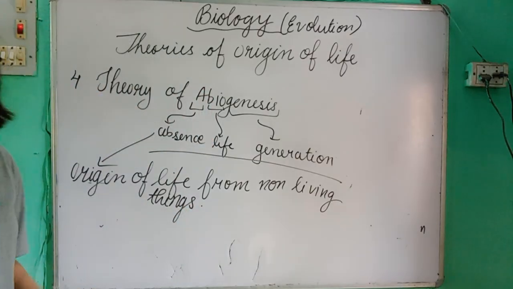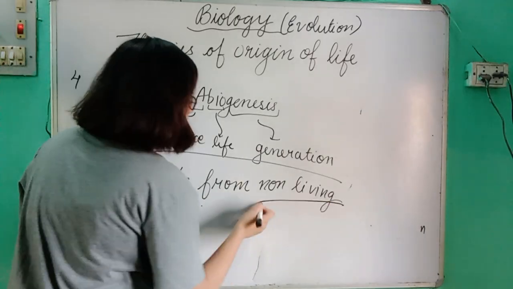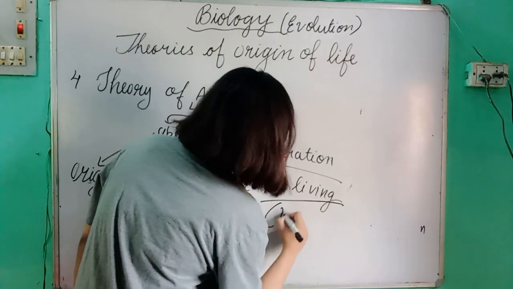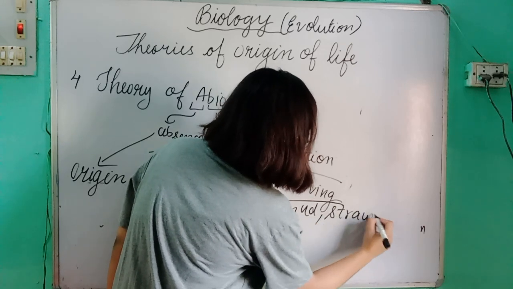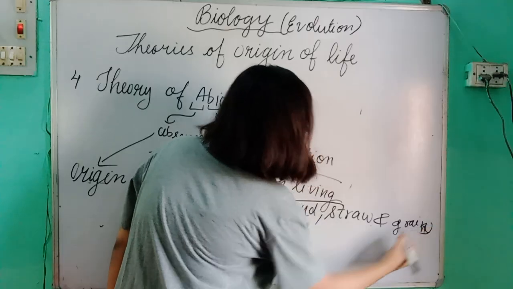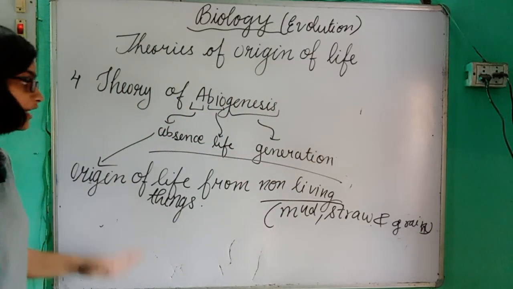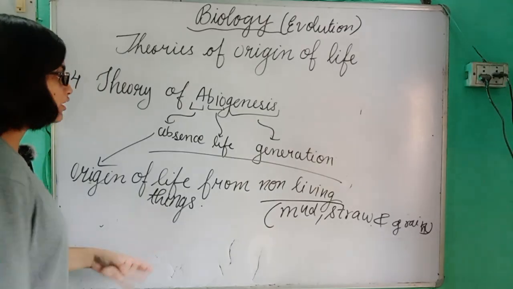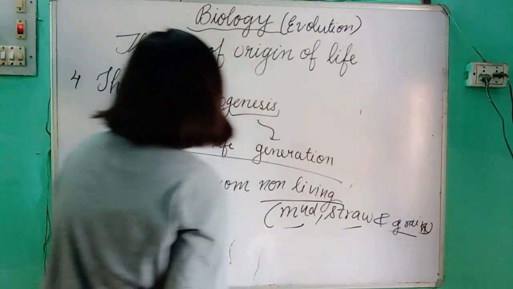This theory believed that life originated from non-living things, basically from mud, straw and grain. Non-living things like mud, straw and grain. So, the theory of abiogenesis believed that life originated from non-living things like mud, straw, grain.